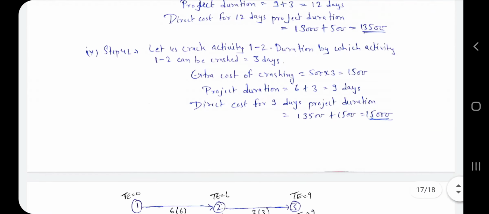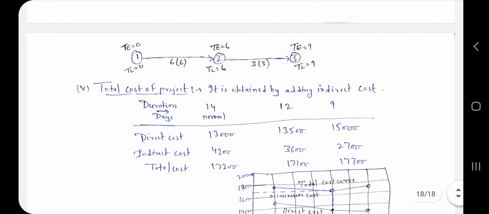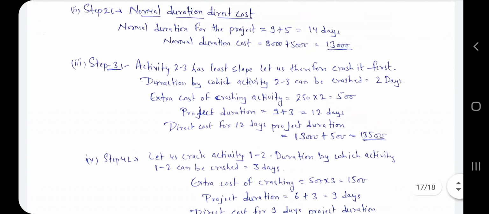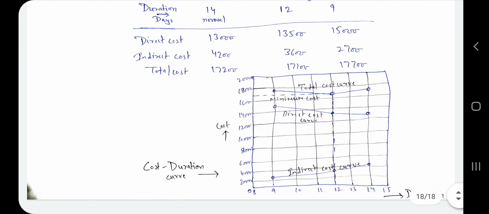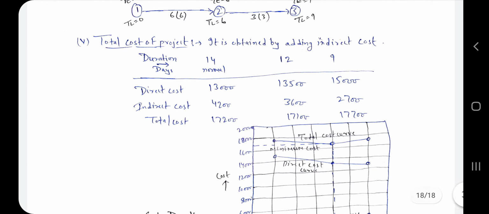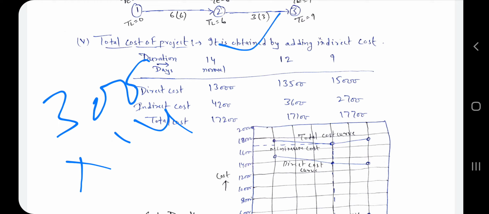Now let's find the total cost. It is obtained by adding the indirect cost. So direct cost is 13,000 for normal 14 days, for 12 days 13,500 and for 9 days 15,000. And indirect cost, here in our question we have been given overhead cost of 300 per day. So how do we find that? Here we simply multiply 300 by 14 for that case.